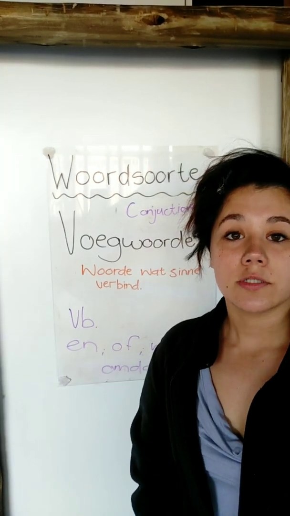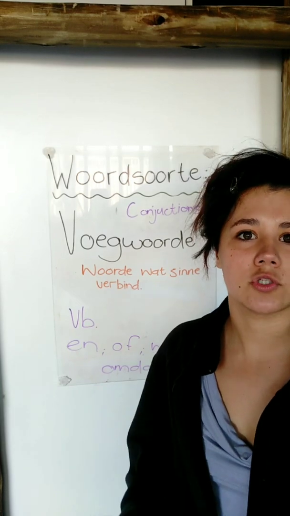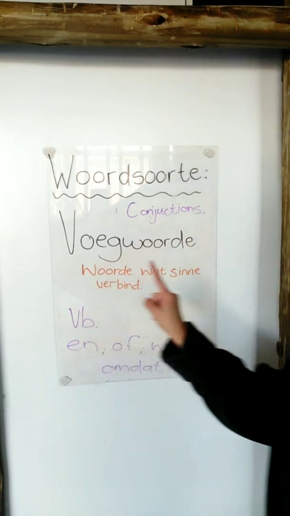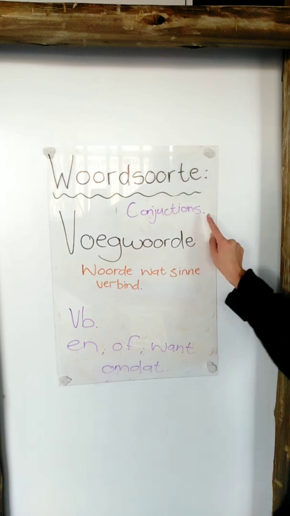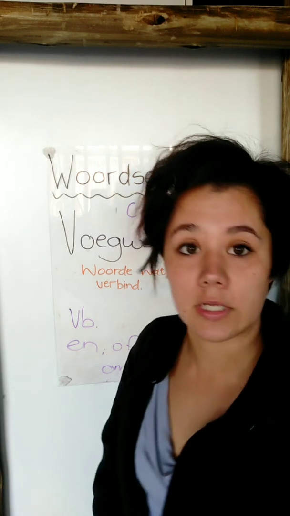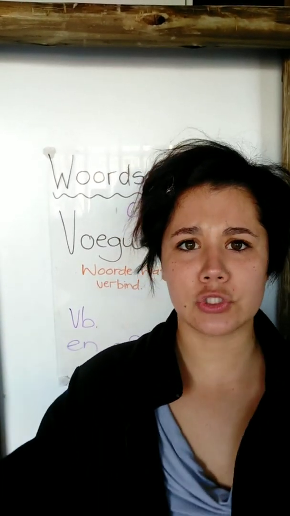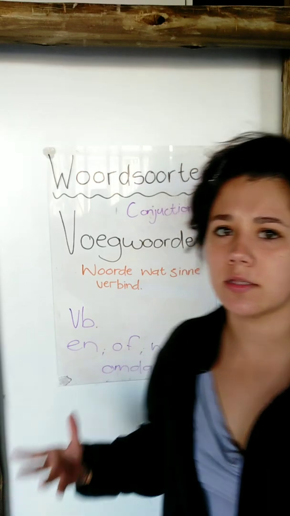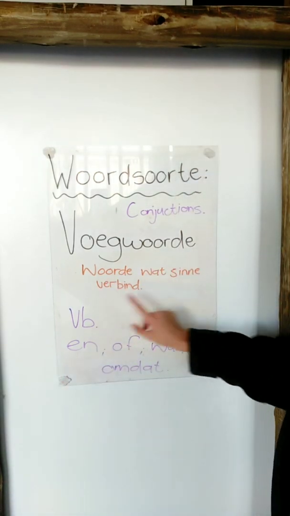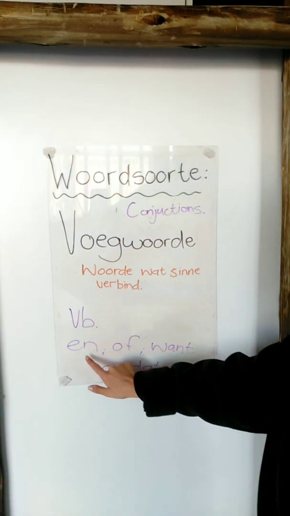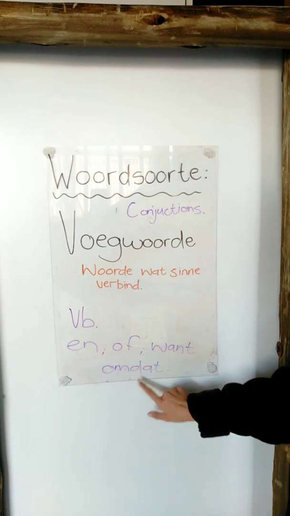Okay, the last word type or woordsoort that we are going to look at is voegwoorde. Now in English we call it conjunctions. Now last week we did discuss conjunctions in English. We also call them connectors. Okay, so it connects 2 sentences together. It's exactly the same in Afrikaans. Woorde wat sinne verbind. So here are some examples. En, of, want, en omdat.